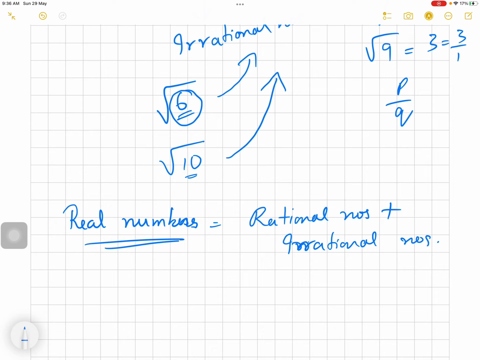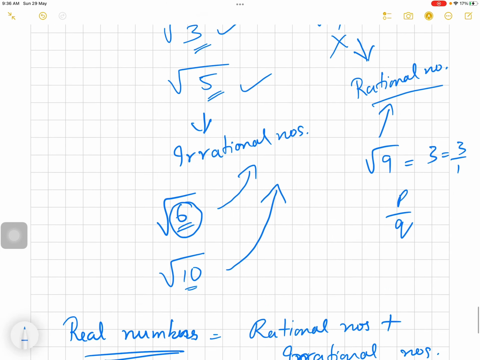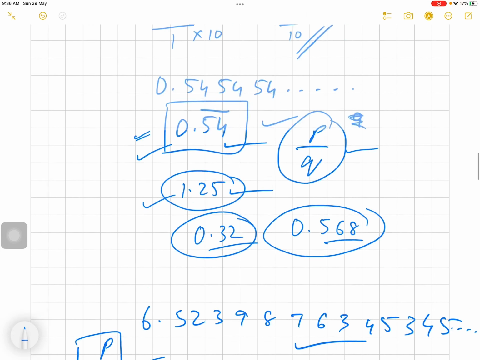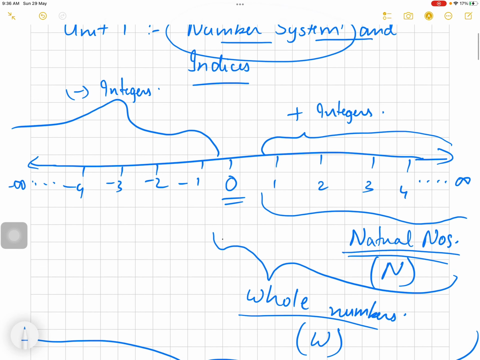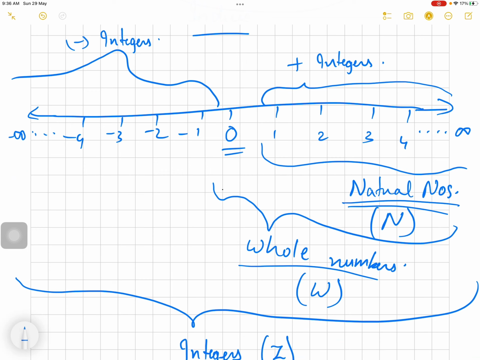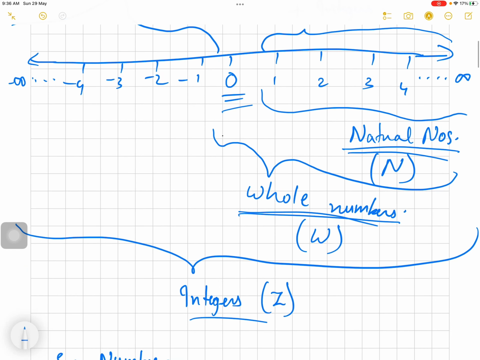So let's revise what we did just now. 1, 2, 3, 4, 5, 6, 7 till infinity are called natural numbers. When you add 0 to natural numbers, it becomes whole numbers. So 0, 1, 2, 3, 4, 5, 6 till infinity are whole numbers. When we add negative numbers to whole numbers, they are called integers.